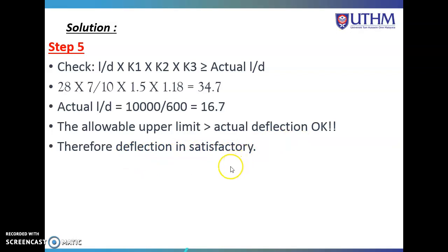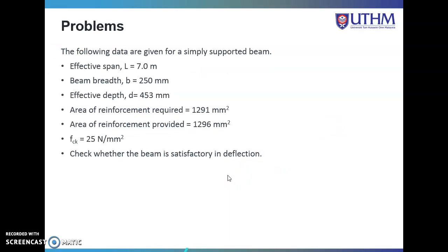So I guess this topic is much easier because we just refer to the table and understand the problem given. So I leave it to you guys to try to find out this problem and solve it by yourself.